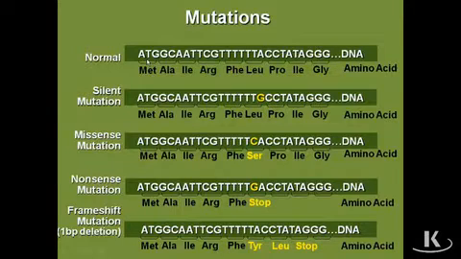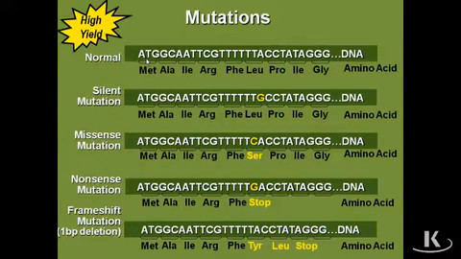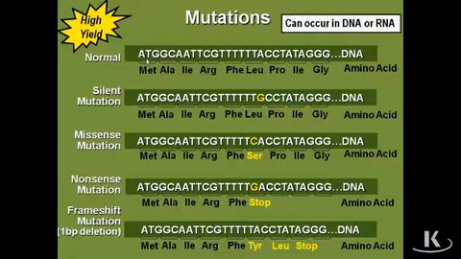You'll notice a couple of things. Number one, and by the way, this is very high yield information, keep in mind that mutations can occur in both DNA or RNA. Mutations can occur in either one. We're simply going to look at it from the point of view of DNA mutations.